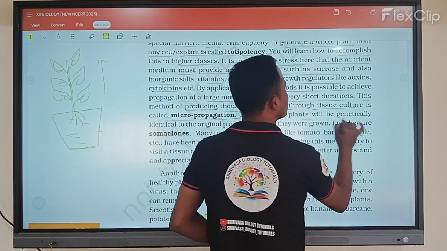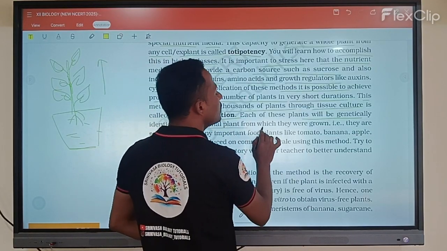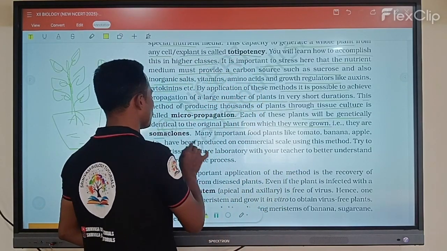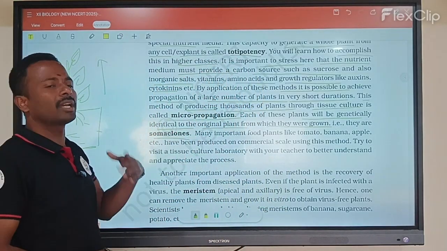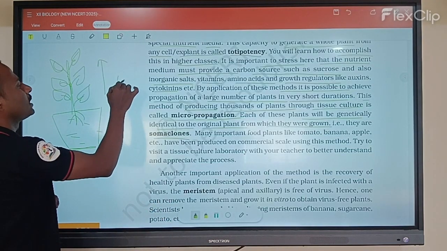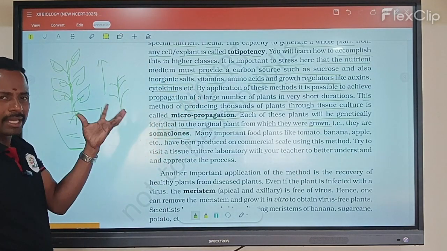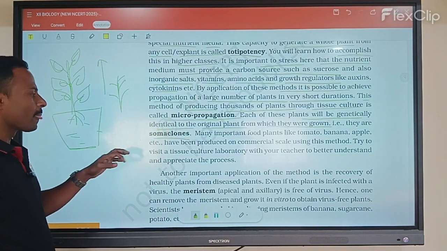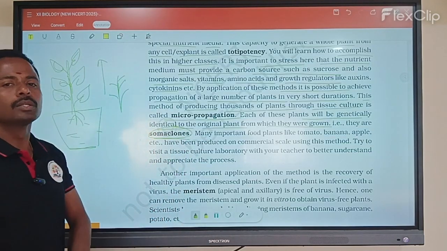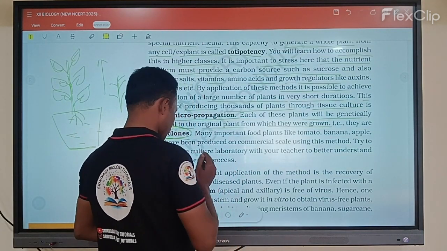Each of these plants will be genetically identical to the original plant from which they were grown. That is, they are somaclones. Simply, they are genetically identical. What you developed in all these plantlets, their genetics is what? They are identical to the original plant. So this entire thing we call somaclones.